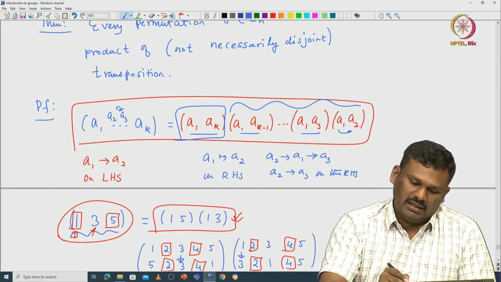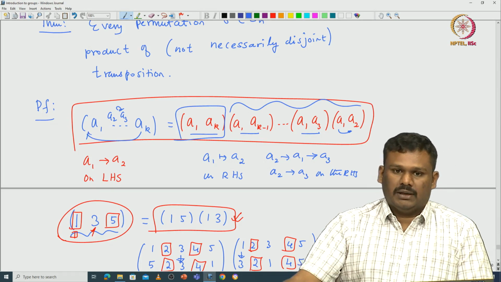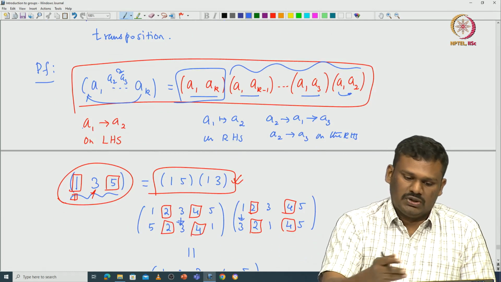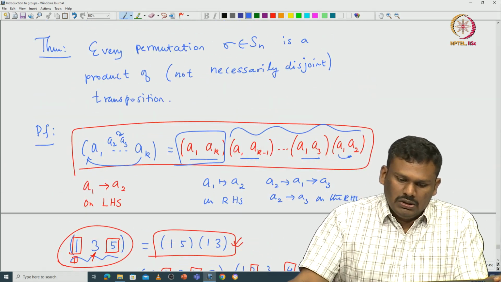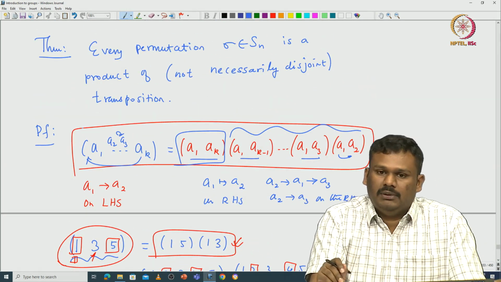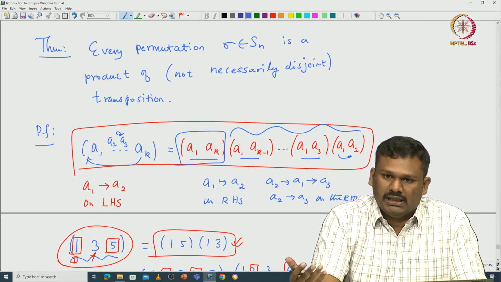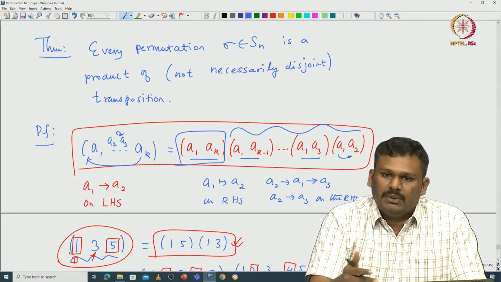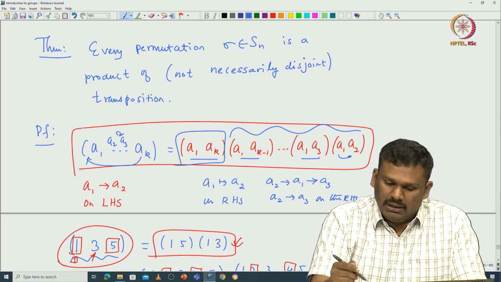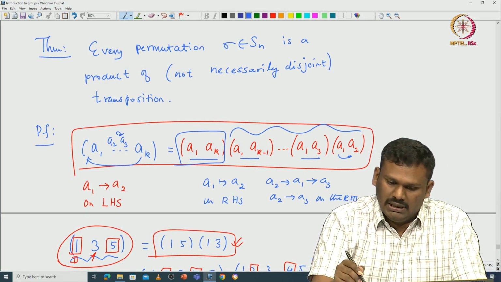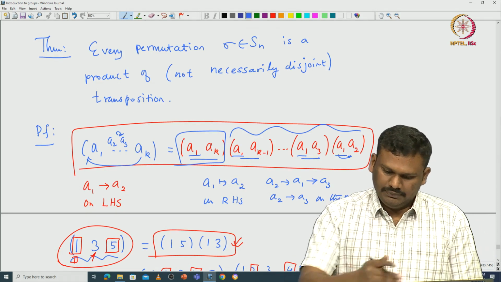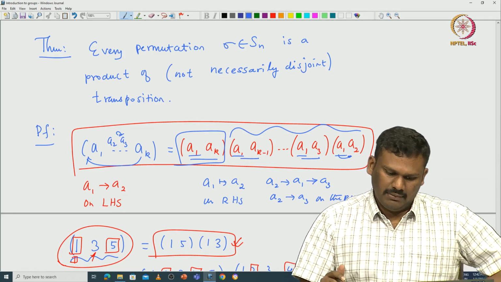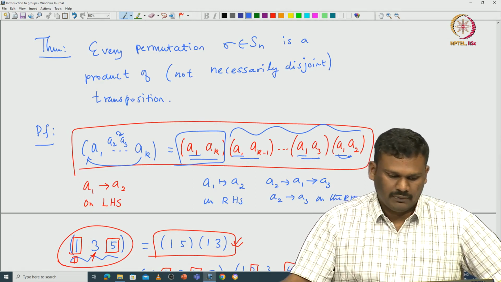So, that is the case here, AK goes to A1 here. So, that means the product of these transpositions is exactly equal to this given K cycle. Now, if you start with any permutation, it can be written as a product of disjoint cycles. Each cycle can be written as a product of transpositions, but note that they are not necessarily disjoint, because this A1 is common to all of them. So, in particular, a given permutation can be written as a product of transpositions.